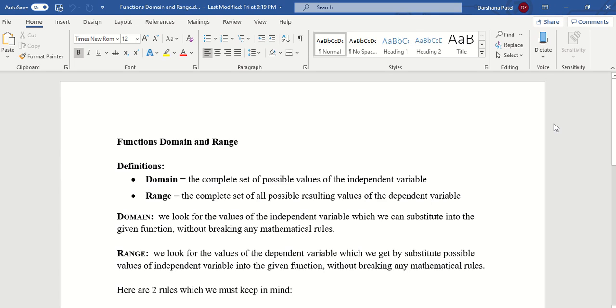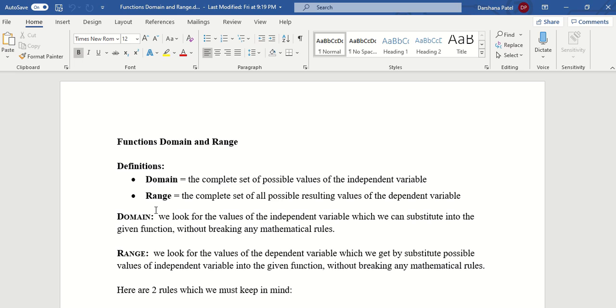Functions, domain and range. Domain is the complete set of possible values of the independent variable, while the range is the complete set of all possible resulting values of the dependent variable. So for the domain, we look for the values of the independent variable which we can substitute into the given function without breaking any mathematical rules.